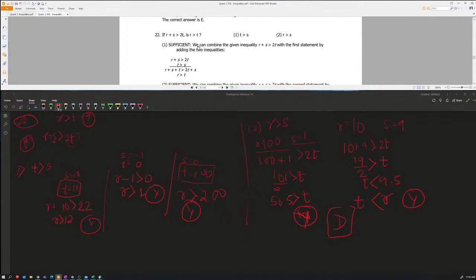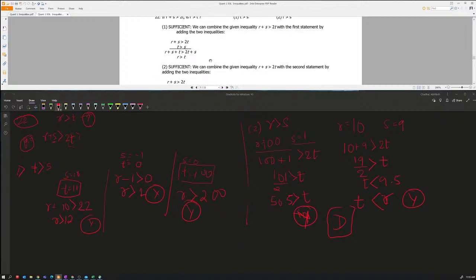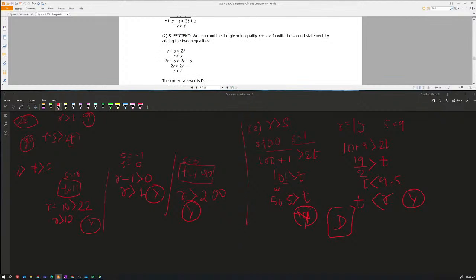First one is sufficient. We can combine the given inequalities in the first statement by adding the two inequalities. So they've added two inequalities and they got R equal to T. Sufficient. Second also sufficient. Correct answer is D, right?